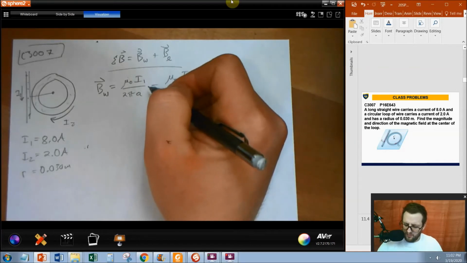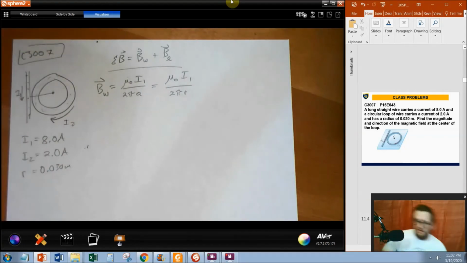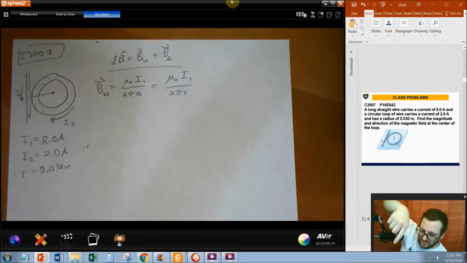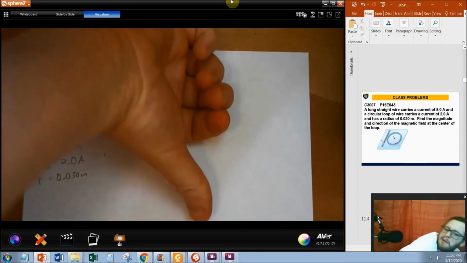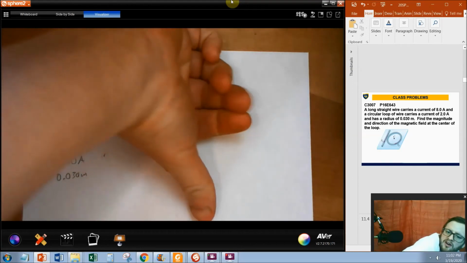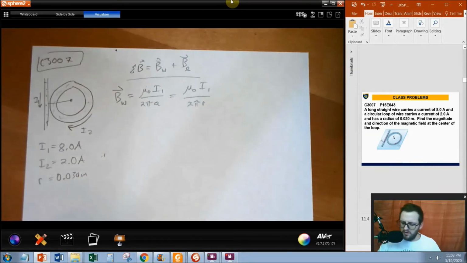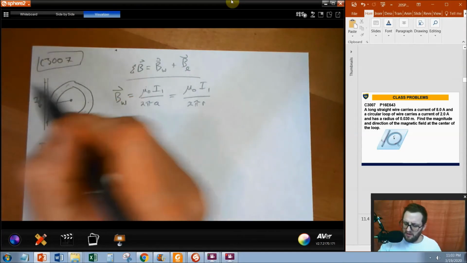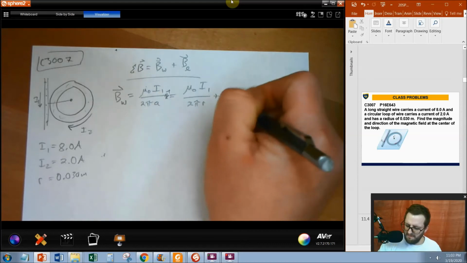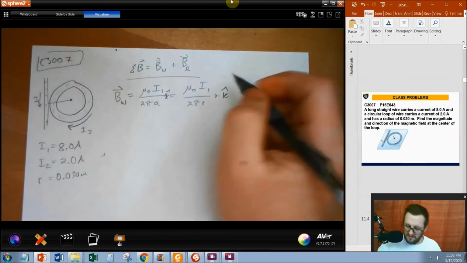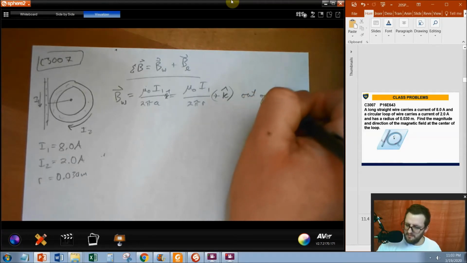And I didn't add direction. If the current is traveling downward, I put my thumb in the direction of the current and curl my fingers in the direction of the magnetic field. So you can see my fingers were curling up out of the page. So I'll say this is in the positive k-hat direction. Out of page.